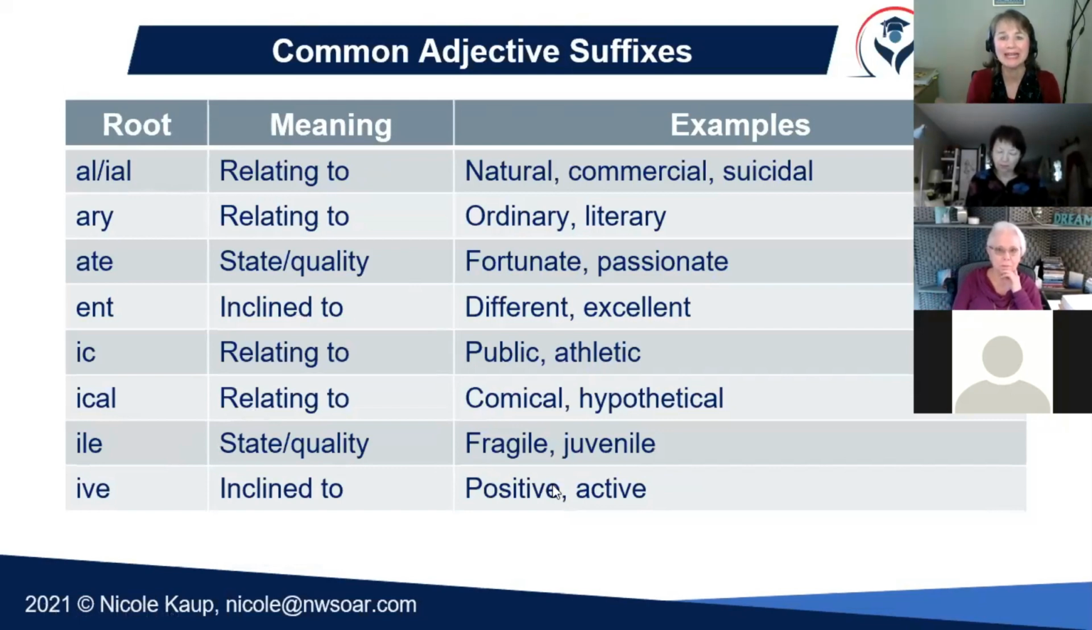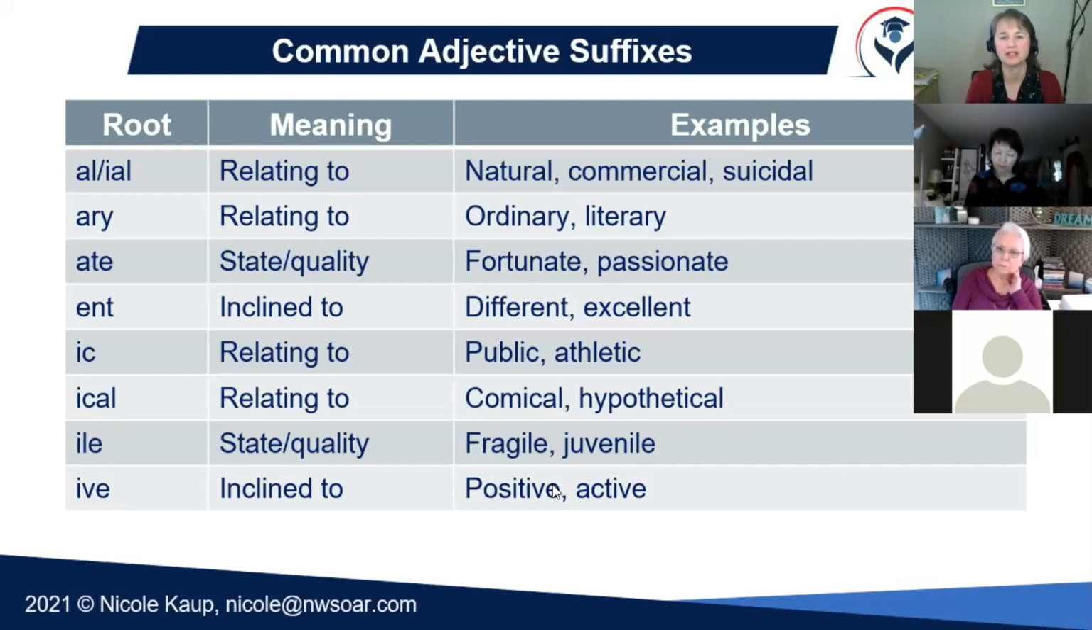Literary, relating to literature. ATE can be confusing. It can also be a verb ending, you know, locate, motivate. It can be a verb, but it also can be an adjective. In this case, fortunate, passionate are adjectives. ENT meaning inclined to. Inclined to just means that somebody has the tendency that something is probably like this.